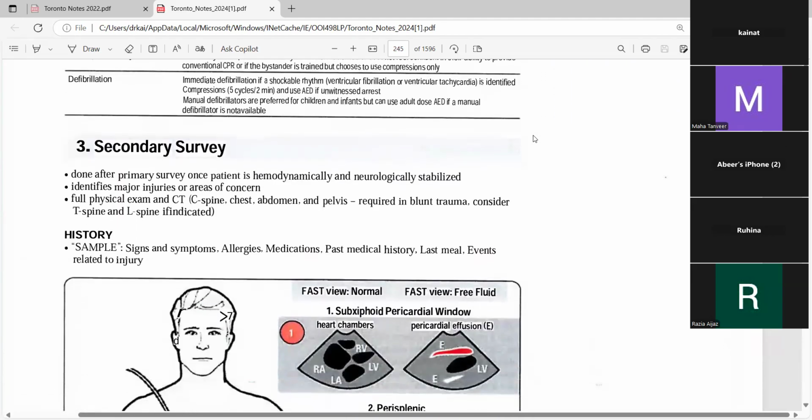Then comes the secondary survey. Secondary survey is basically once the primary survey is done, now go for the secondary survey. If they are looking for you to answer about a secondary survey in the exam questions, they do tell you that we have done this, and now what will you do, okay? So you don't have to assume.